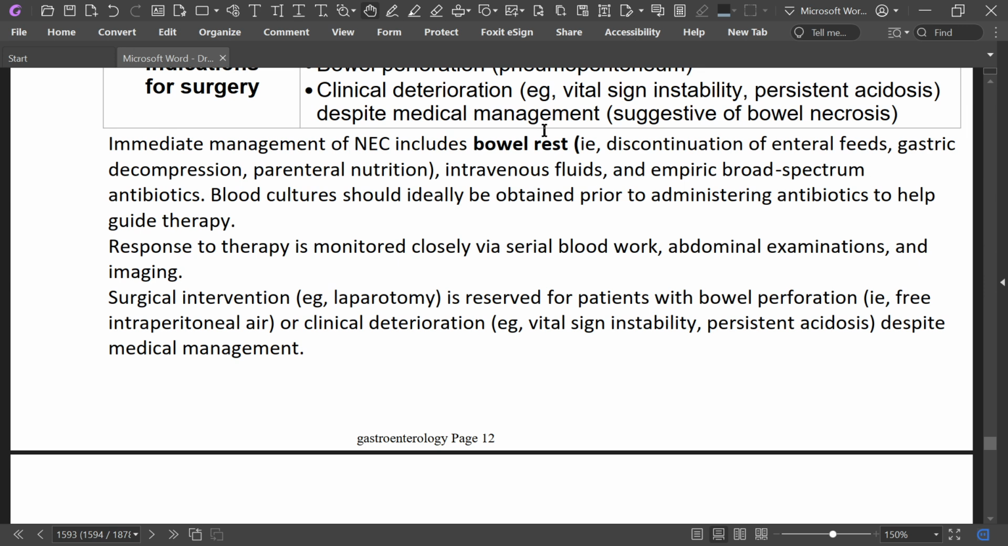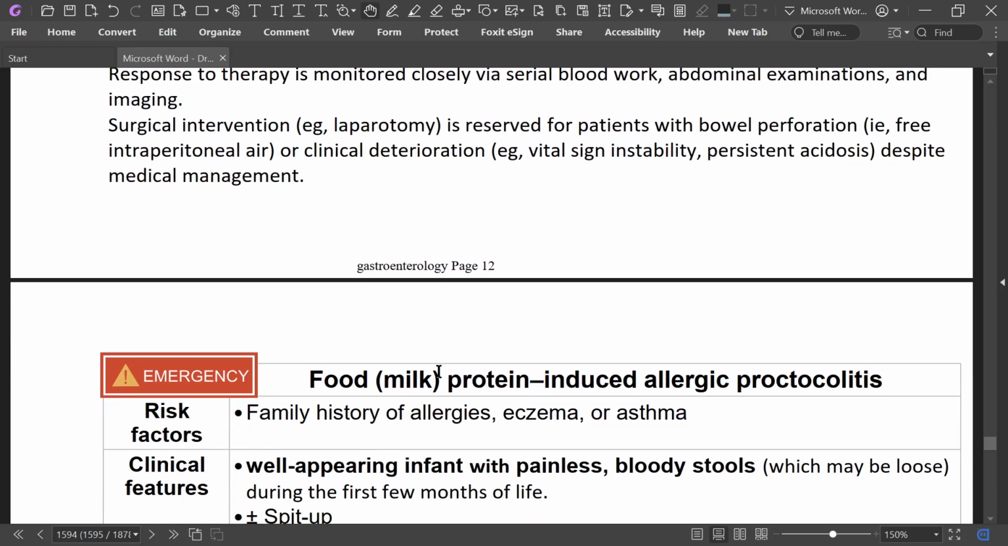Immediate management of NEC includes bowel rest, discontinuation of enteral feeds, gastric decompression, parenteral nutrition, IV fluid, and empiric broad-spectrum antibiotics. Blood culture should ideally be obtained prior to administering antibiotics to help guide therapy. Response to therapy is monitored closely via serial blood work, abdominal examination, and imaging. Surgical intervention, laparotomy, is reserved for patients with bowel perforation, free intraperitoneal air, clinical deterioration, vital sign instability, and persistent acidosis despite medical management.